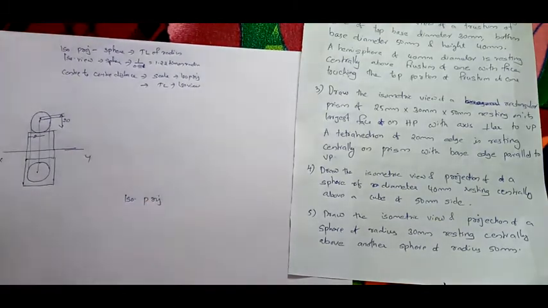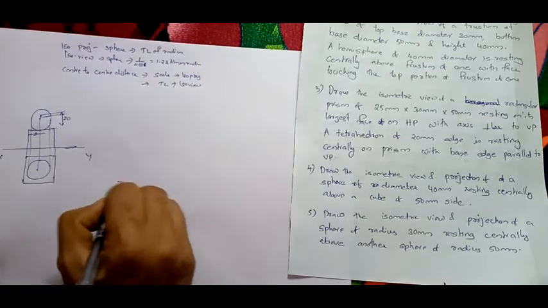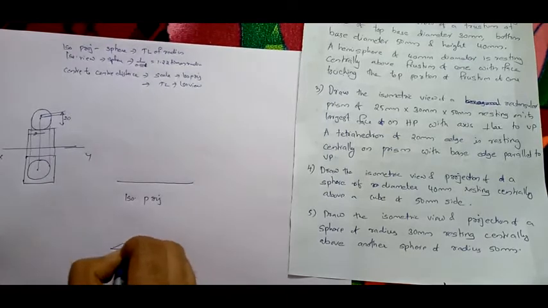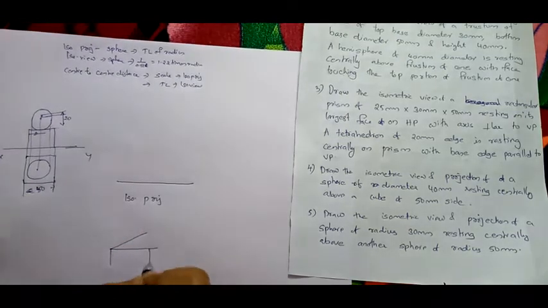Isometric projection. So we will start with the cube first, right? So I will draw the baseline. Now what I have to do? I have to draw the scale. Take the scale. Take this length. This is actually 50, right? So take 50 mm.